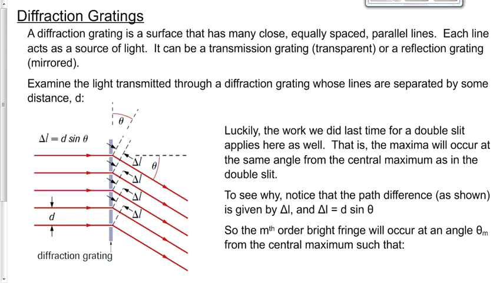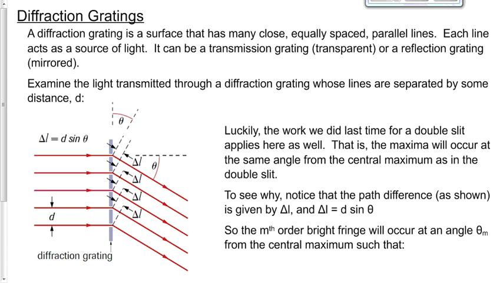Diffraction gratings are these pretty cool things. What they really are is they're kind of like the double slit, but taken to the extreme. So really, they're like a bunch of slits side by side. A diffraction grating is a surface that has many close, equally spaced parallel lines, and each of these lines is going to act like a source of light. They're going to be very, very close together. You can have hundreds or thousands per centimeter, and each one of these is going to act like a point of light.